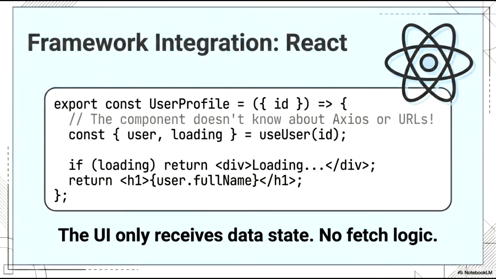As shown here, the component's primary responsibility is to handle the UI state. It displays a loading indicator while data is being fetched and renders the user's full name once the data is available. This pattern ensures that the UI only receives and reacts to data state, keeping the fetch logic decoupled and making our components much easier to test and maintain.